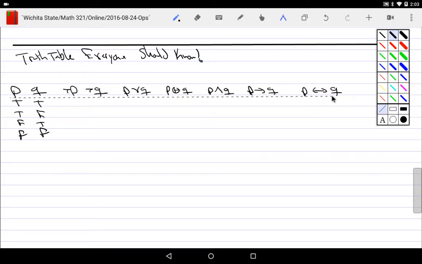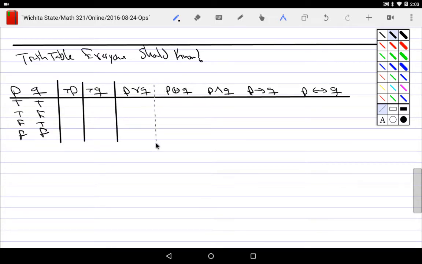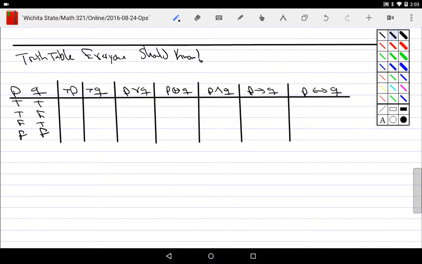So what I want people to do on this truth table that everybody should know is be able to understand and do every operation. Now this is important, because from here on out, we build on logic.